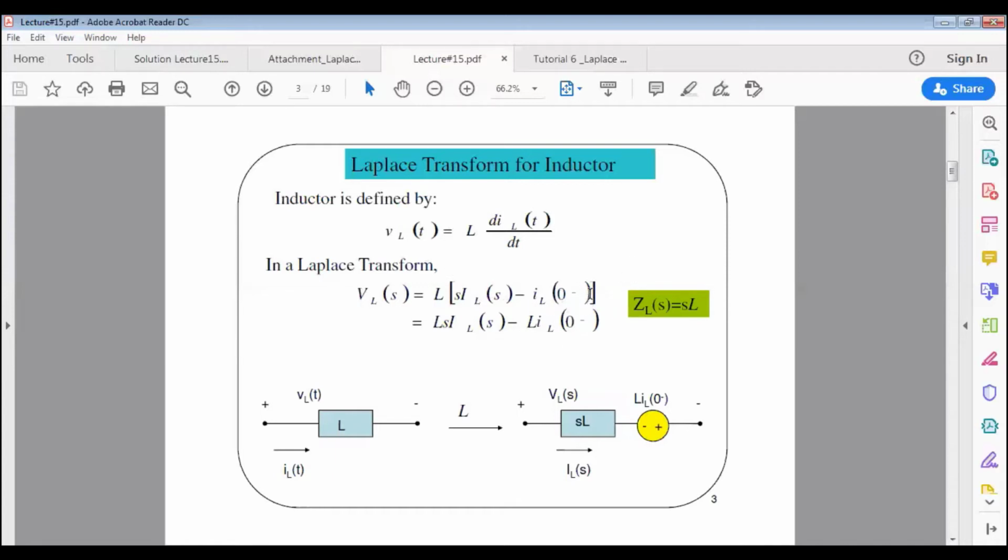Why do we have 0 negative here? 0 negative is basically the value at the steady state condition, which is the initial value. I think this can be further explained when we solve some circuit analysis problems later on. For the time being, we accept that I_L(0 negative) is the initial value for the inductor at the steady state condition. When we proceed with this multiplication, V_L(s) will be equal to these terms here. In this case, we know that the impedance of the inductor is equal to s multiplied with L.